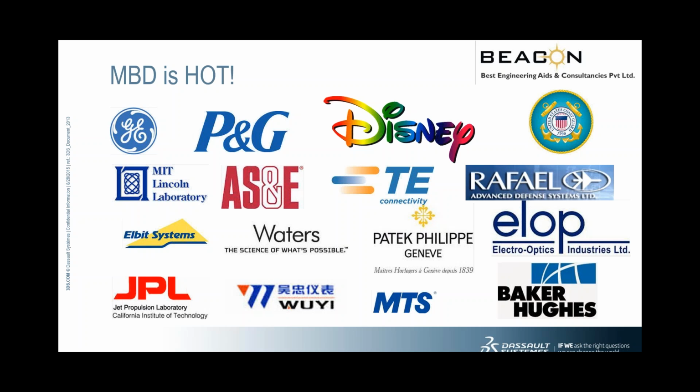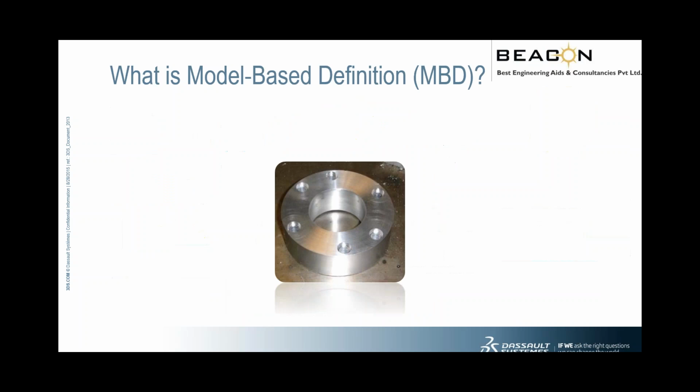So what is MBD? PMI stands for Product and Manufacturing Information, including datum, dimensions, tolerances, bill of materials, notes, surface finish symbols, weld symbols, and coordinate system. MBD's full form is model-based definition, and it's related to MBE as well, which is model-based enterprise. So what is MBD? The best way to explain it is to walk through a real manufacturing case instead of an academic definition.